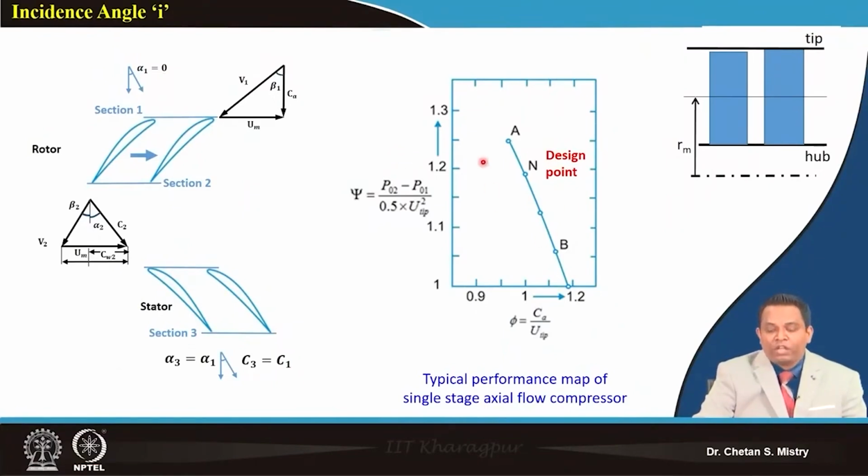Here, this is representing the performance map for a single stage compressor. On the x-axis we have CA by U tip. Sometimes people use CA by U mean also. CA is my axial velocity, and U tip is my peripheral speed at the tip. That is represented against the pressure ratio or pressure rise coefficient. The pressure rise coefficient we define as outlet pressure minus inlet pressure divided by half rho U square. Now somewhere here, this point N, we can say is the design point.